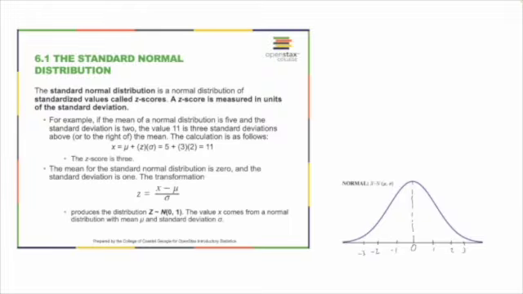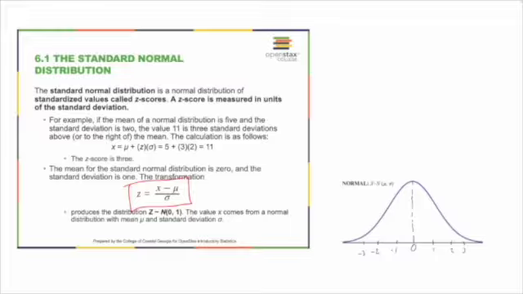So the standard normal distribution is a normal distribution of standardized values called z-scores. A z-score is measured in units of the standard deviation. So for example, if the mean of a normal distribution is 5 and the standard deviation is 2, the value 11 is 3 standard deviations above the mean, so the z-score would be 3. The z-score is found by taking the value minus the mean divided by the standard deviation.